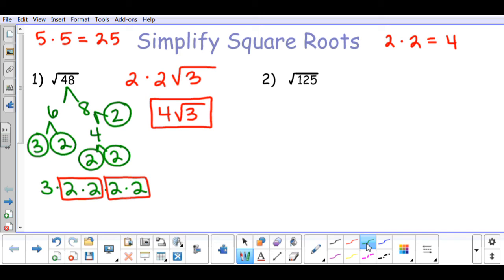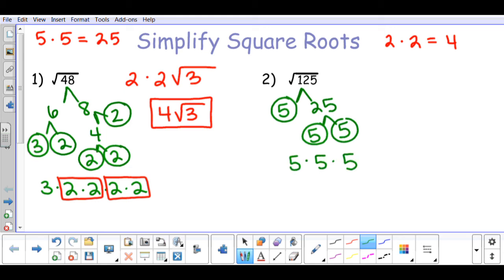Let's look at number 2. We have the square root of 125. I'm going to find two factors that multiply to give us 125, and that's going to be 5 and 25. 5 actually doesn't break down anymore, so I can circle that, and I know two factors of 25 to be 5 and 5.